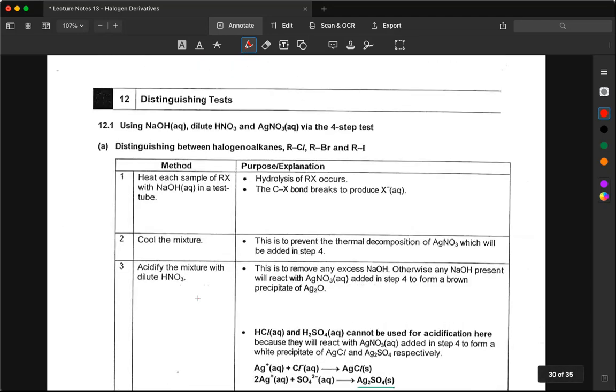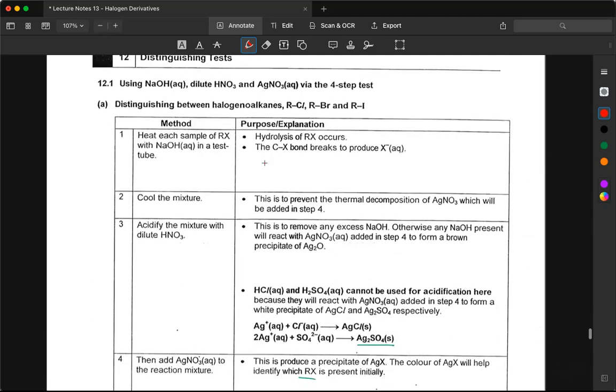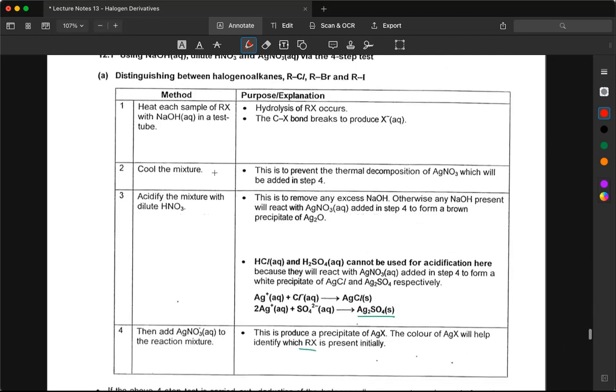So what are the distinguishing tests? We use sodium hydroxide, dilute nitric acid, and silver nitrate via the 4-step test. How do you distinguish between RCl, RBr, and RI? Number one, we heat each sample with sodium hydroxide in a test tube. There will be hydrolysis and the C-X bond will break to produce X minus. Then we cool the mixture. The cooling is important to prevent the thermal decomposition of the silver nitrate, which will be added in step 4.